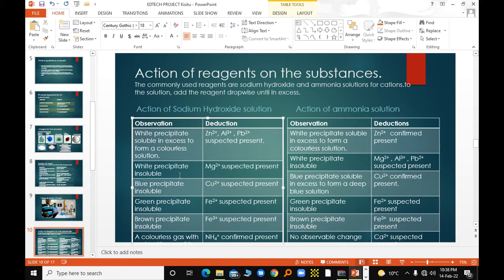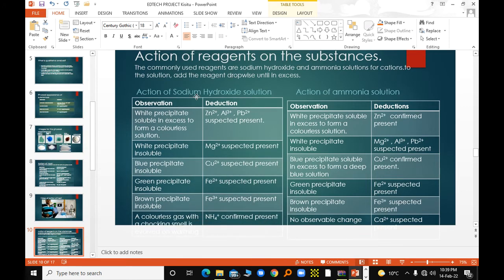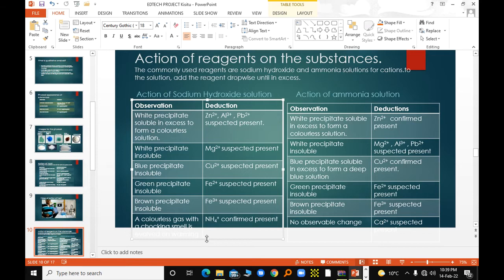Now, if you see blue precipitate insoluble, whenever you see a blue, you suspect copper. Green precipitate, that is iron 2. Brown precipitate, that is iron 3. Let me try to move this up. If you see colorless gas with a choking smell, that gas you just confirm ammonia.